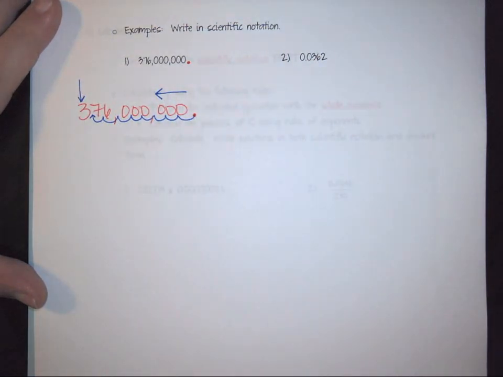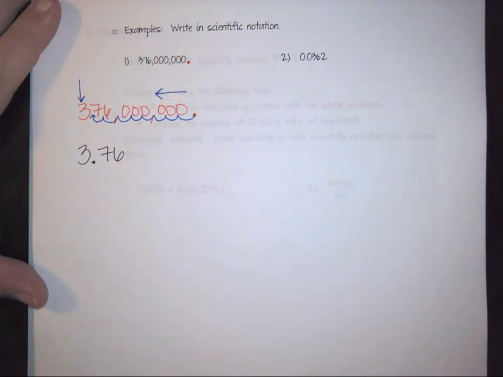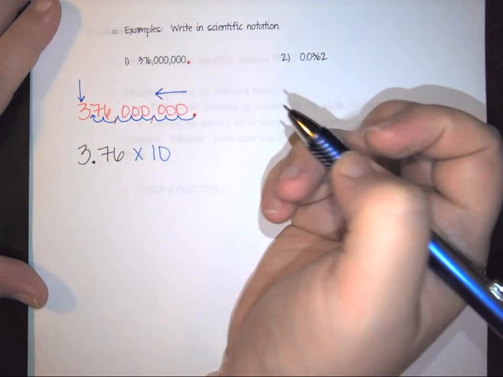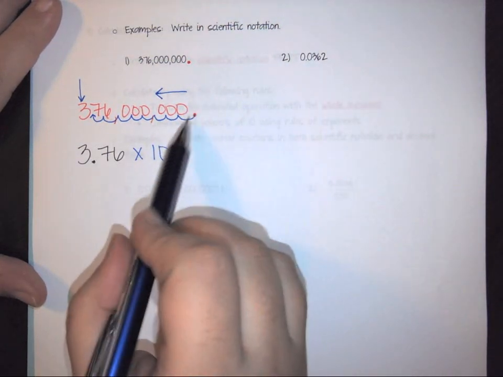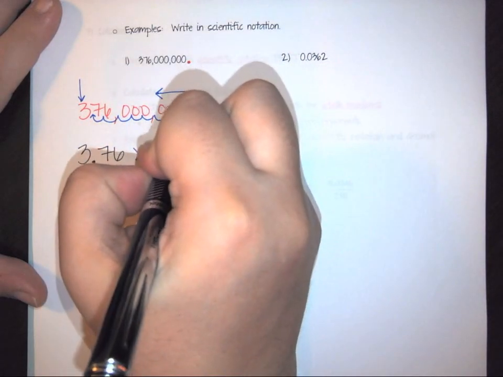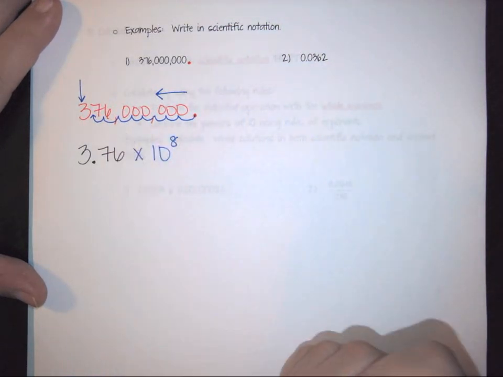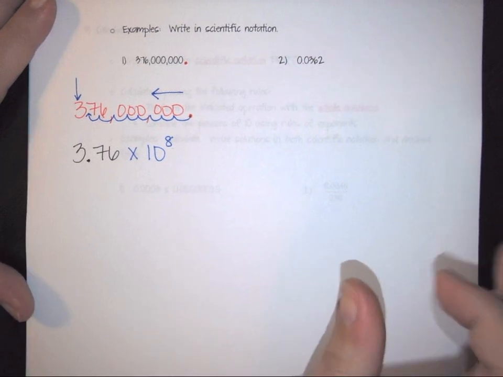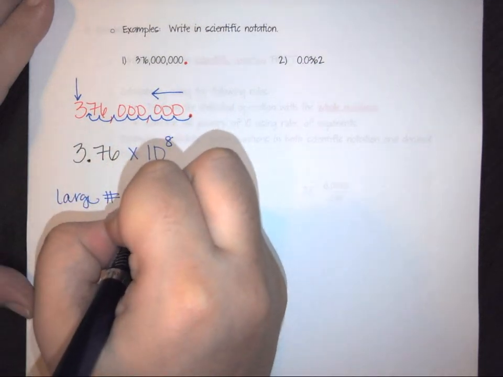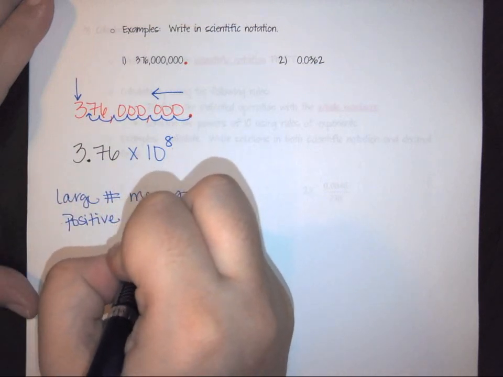So here what we are left with is 3.76. And then we've got to do the scientific notation part. So this is going to become times 10. And then again, how many did we jump? Well, we jumped 1, 2, 3, 4, 5, 6, 7, 8. So this becomes an 8. Now again, the reason this is positive is because we started with a really big, large number. So a large number means that you have a positive exponent.